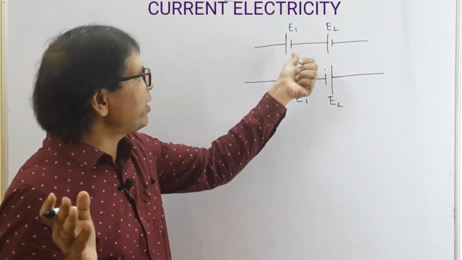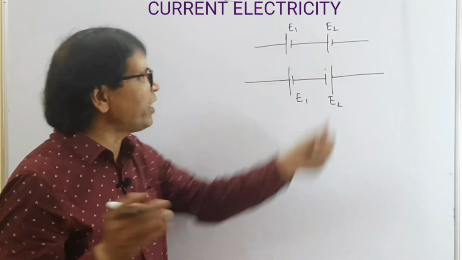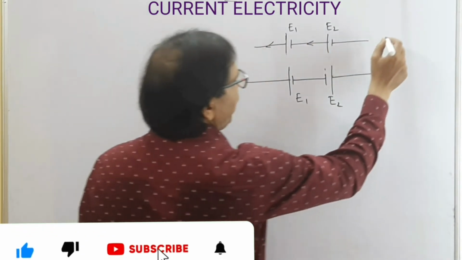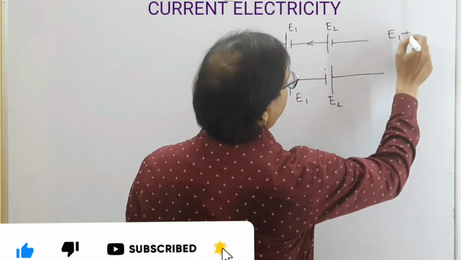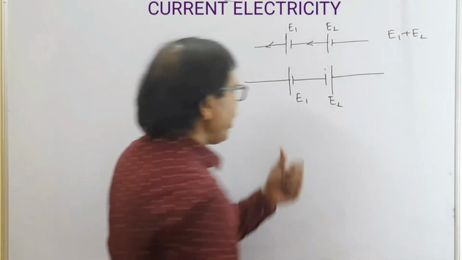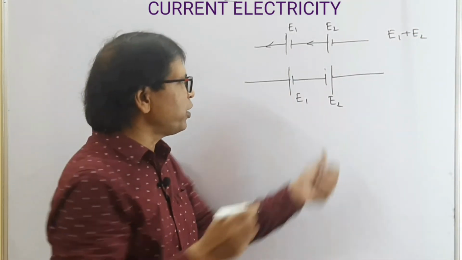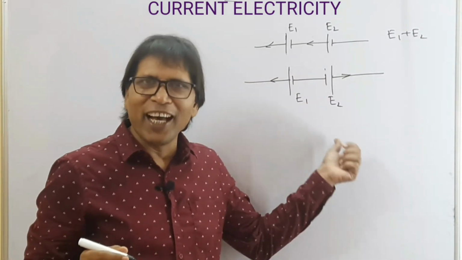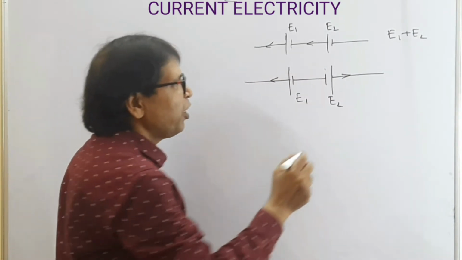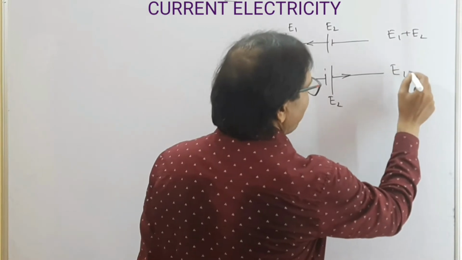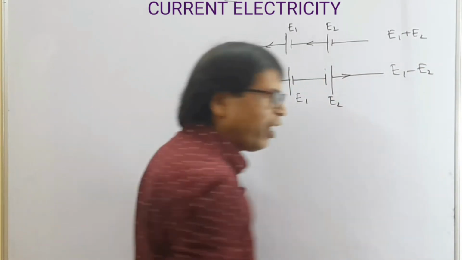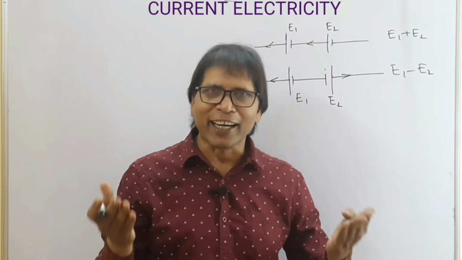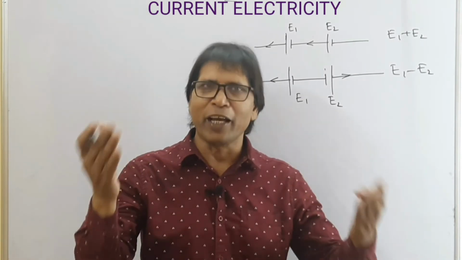Look at this. The cells E1 and E2 send current in the same direction. So here equivalent EMF becomes E1 plus E2. Now look at this. Here E1 and E2 send currents in opposite directions. So here equivalent EMF becomes E1 minus E2. Okay. Now if n number of identical cells are connected in series, then what happens?